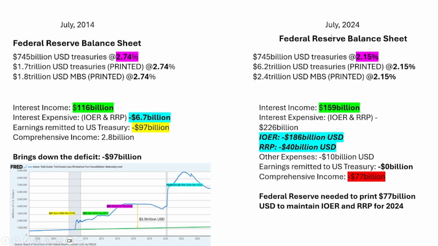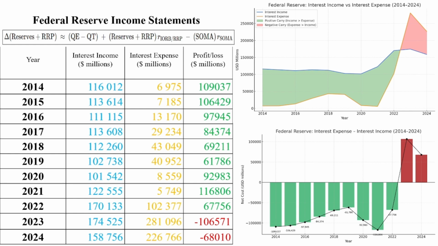And the problem is in 2024, now the interest expense exceeds the interest income, because interest rates are at 5.5%. So where is the central bank getting the money to pay the interest on excess reserves and the Fed's ON RRP expense? Well, they have to print up $77 billion to fund this, yeah? As we can see here, before 2023, the Federal Reserve ran a profit because the interest income from all its assets was higher than the interest expense. But recently it's reversed, and this is a problem because where is the central bank getting this money from?